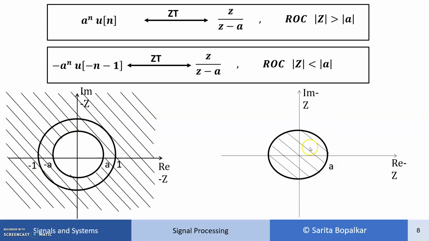Same here, if your unit circle is in the interior of this a, your system is anti-causal because of this u of minus n minus 1. But if your a is supposed to be greater than 1, unit circle will be inside this circle. That means it includes the unit circle, system is stable and anti-causal. If a is 0.5, the unit circle is outside this radius a circle. That means it will not be included in the ROC, means your system is not stable, but only anti-causal, because ROC is interior of the circle.